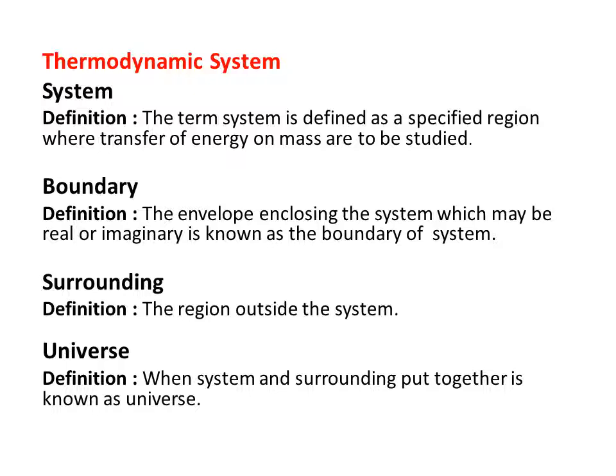Next term, thermodynamic system. The term system is defined as a specified region where the transfer of energy or mass is to be studied. Then boundary. The envelope enclosing the system, which may be real or imaginary, is known as the boundary of the system. And the boundary may be fixed or moving. Then surrounding. The region outside the system is known as the surrounding. Then universe. When the system and surrounding are put together, it is known as the universe.